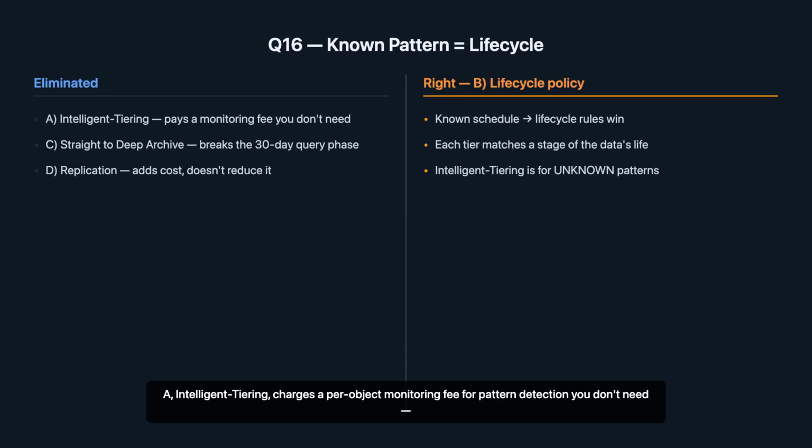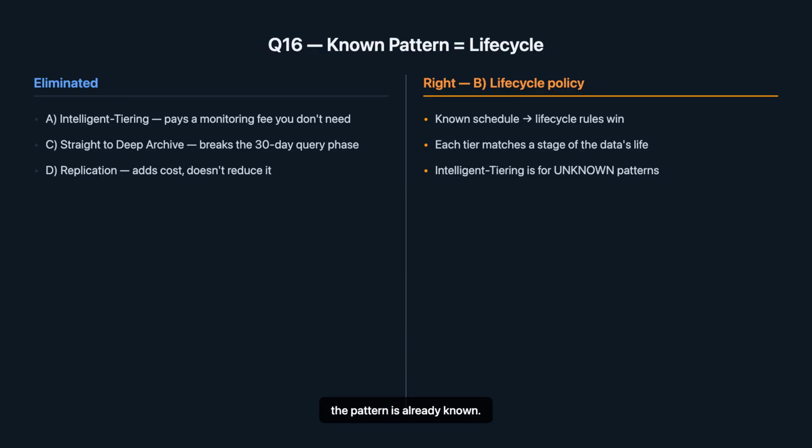Intelligent-Tiering charges a per-object monitoring fee for pattern detection you don't need. The pattern is already known. C. Straight to Deep Archive breaks the heavy 30-day query phase. D. Replication adds storage cost rather than reducing it. That leaves B. The lifecycle policy. A known schedule means lifecycle rules win because each tier matches a stage of the data's life.